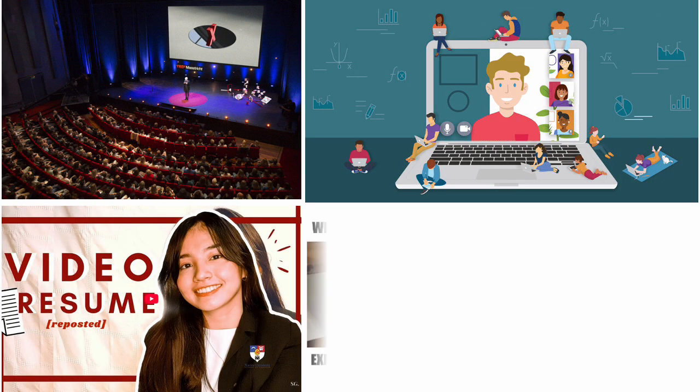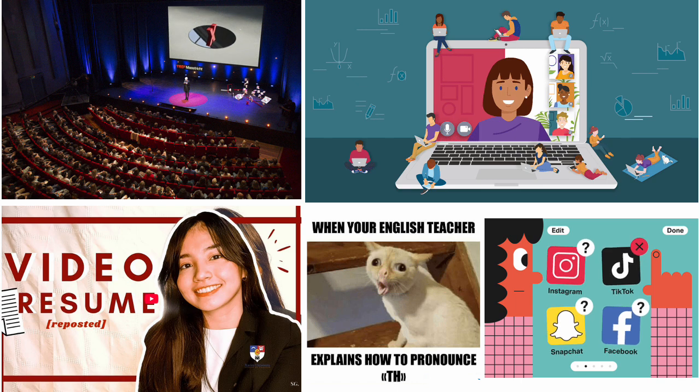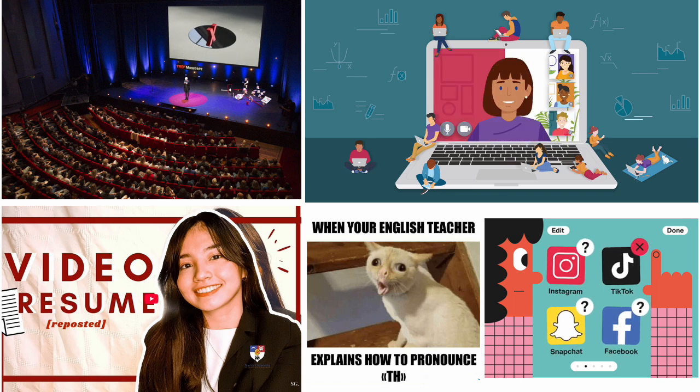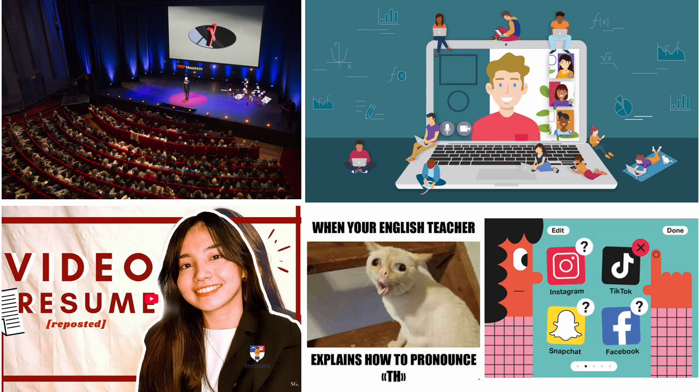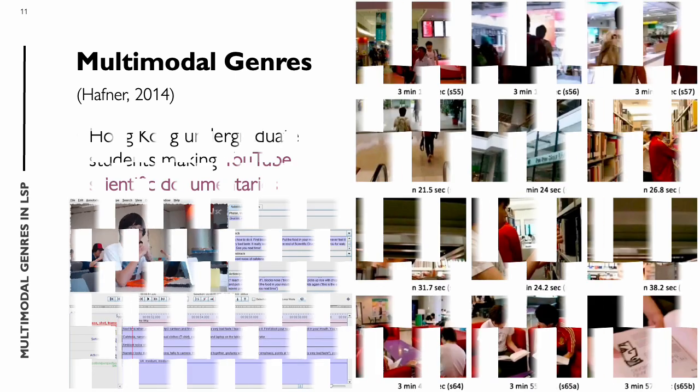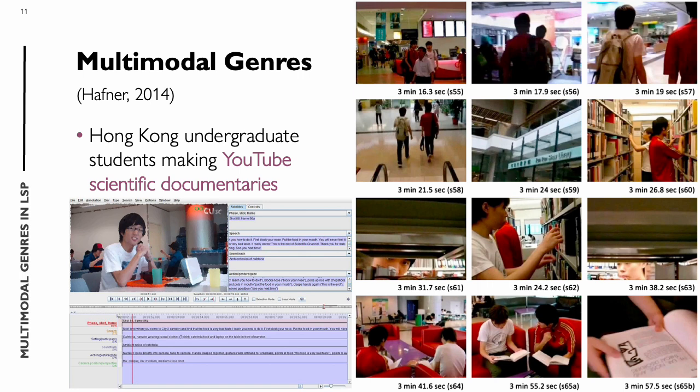One way researchers have begun addressing this gap is by examining new multimodal genres emerging in the digital era. These genres combine multiple semiotic resources and often blur traditional boundaries between spoken, written, visual, and digital communication. One example comes from Hafner's study of science students in Hong Kong, where students created multimodal scientific documentaries designed for YouTube audiences. These projects combined spoken explanation, visuals, editing, and rhetorical strategies to communicate scientific knowledge to non-specialist viewers.